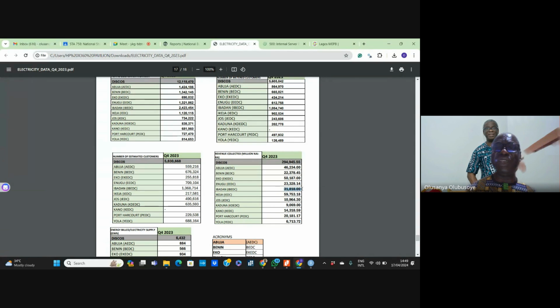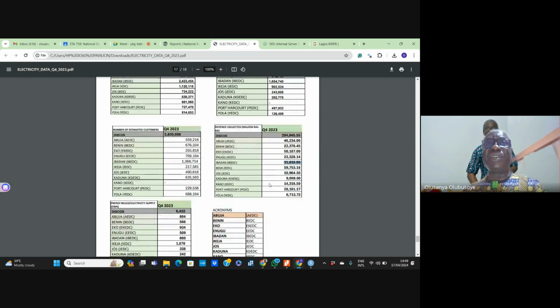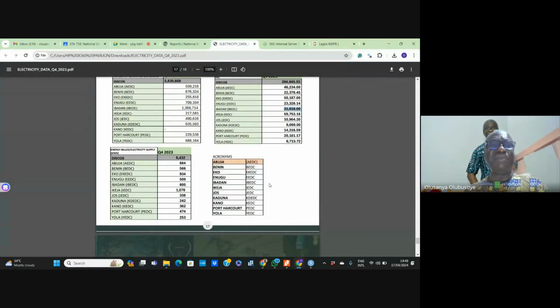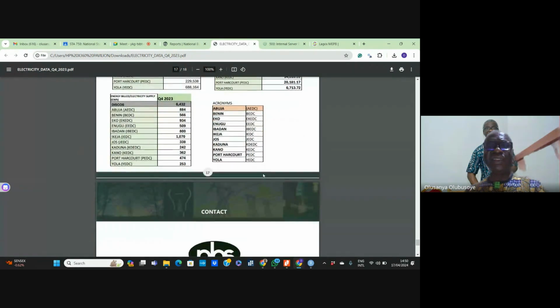This is what they make. This is a million naira. So they make over, if you turn this now, about 31 billion from IBDC. This is the supply by gigawatts, energy billed or electricity supply by gigawatt, and so on like that.